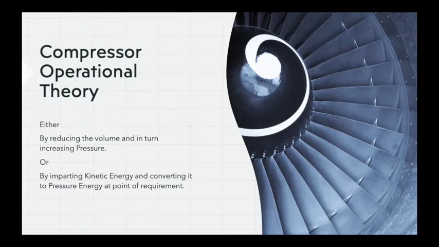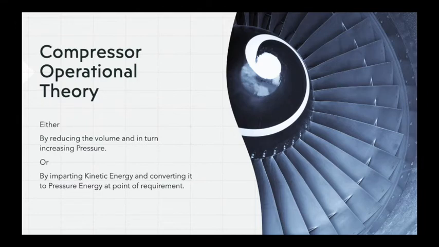I think most of you must be clear with the concept of Bernoulli's equation. In Bernoulli's equation, it is clear that if the total energy is constant at place 1 and place 2, then I can easily say that the sum of pressure energy plus potential energy plus kinetic energy at point 1 should be equal to the sum of pressure energy, kinetic energy and potential energy at point 2. So by imparting kinetic energy, I can easily convert it into pressure energy at the place of my requirement.